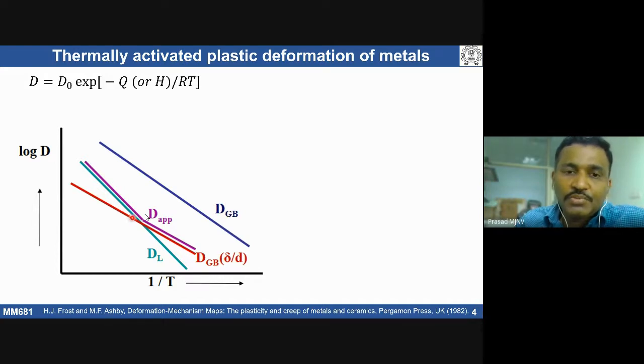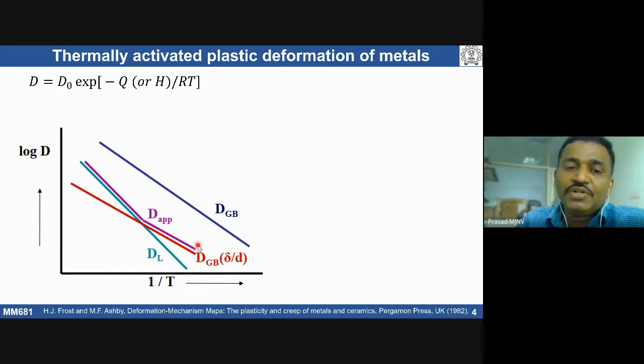In polycrystalline materials, diffusion takes place through the lattice as well as along the grain boundaries. However, which diffusion is dominant depends on temperature. If we normalize D_gb with the grain boundary thickness and the grain size, that is, multiply D_gb by delta by d, it comes down here, and there we see an intersection.